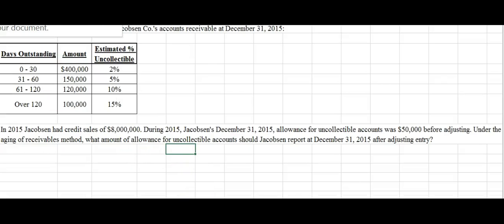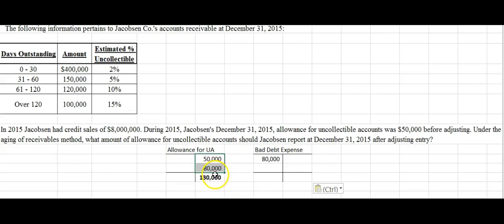Again, there's a video on this, so please watch the video before you even do these problems, because if you watch me doing this problem first without watching the video on allowances, you're not going to understand what I'm explaining. Okay, it says Jacobson has credit sales of $8 million during 2015, and Jacobson's December 31 allowance for uncollectible accounts was $50,000. So they have $50,000 here, right? Before the adjusting entry, under the aging of receivables method. So this is another method. And under this method, we are going to calculate what goes down here.